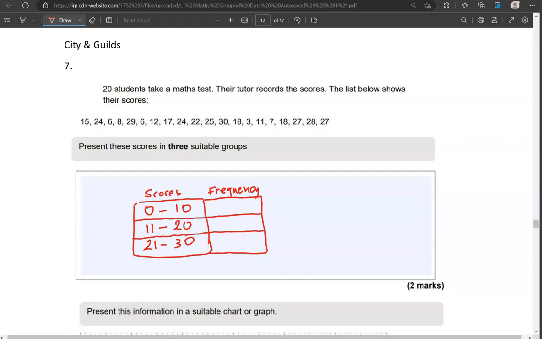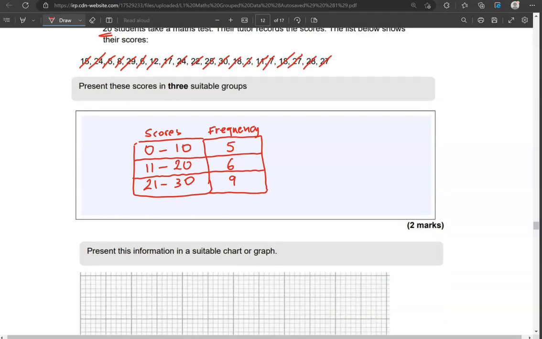So 0 to 10, we have 1, 2, 3, 4, 5 of them. 11 to 20, we have 1, 2, 3, 4, 5, 6. And 21 to 30, we have 1, 2, 3, 4, 5, 6, 7, 8, 9. What is the total? 5 and 6 is 11, and the 9 is 20. So do we have 20 scores? That is correct. Present this information in a suitable chart or graph.